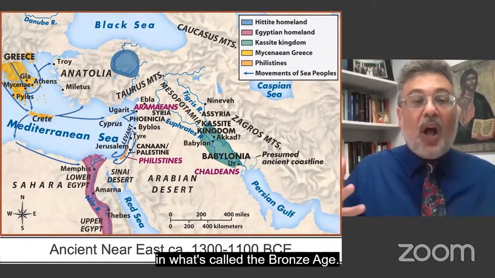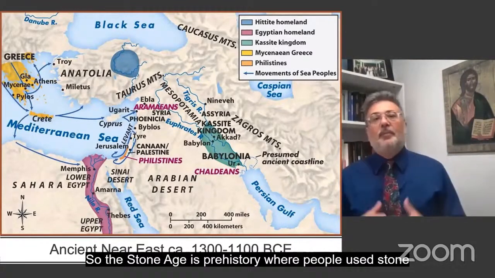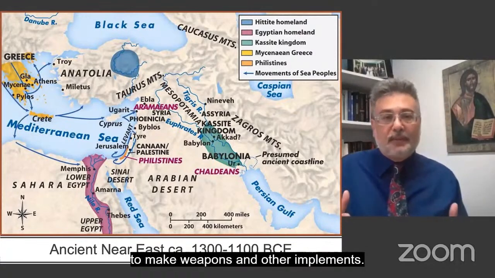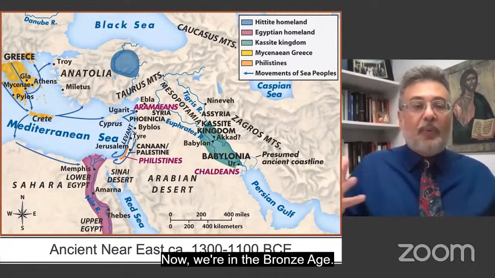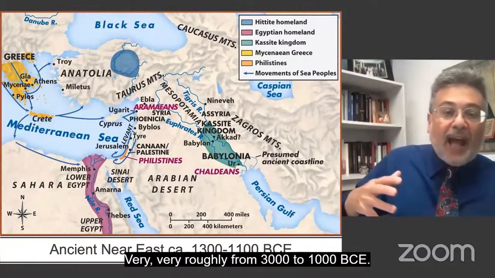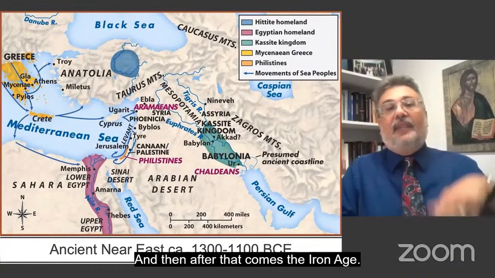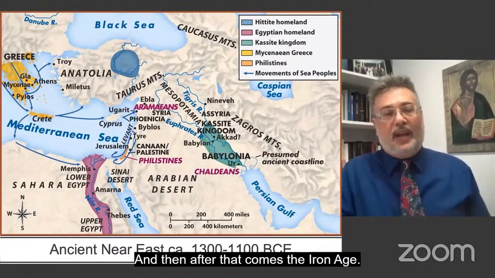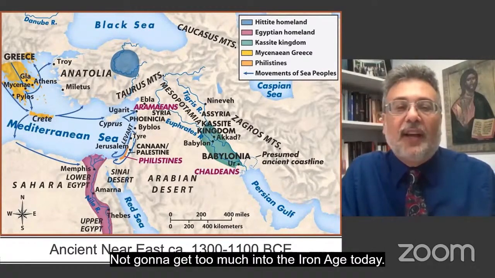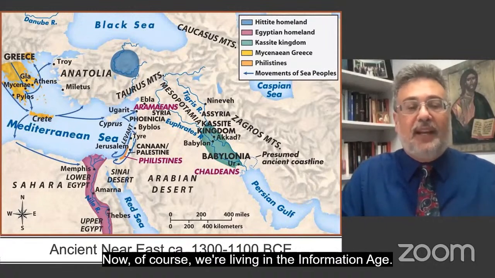So the Stone Age is prehistory, where people used stone to make weapons and other implements. Now we're in the Bronze Age, very, very roughly from 3000 to 1000 BCE. And then after that comes the Iron Age. Not going to get too much into the Iron Age today. Now, of course, we're living in the Information Age.